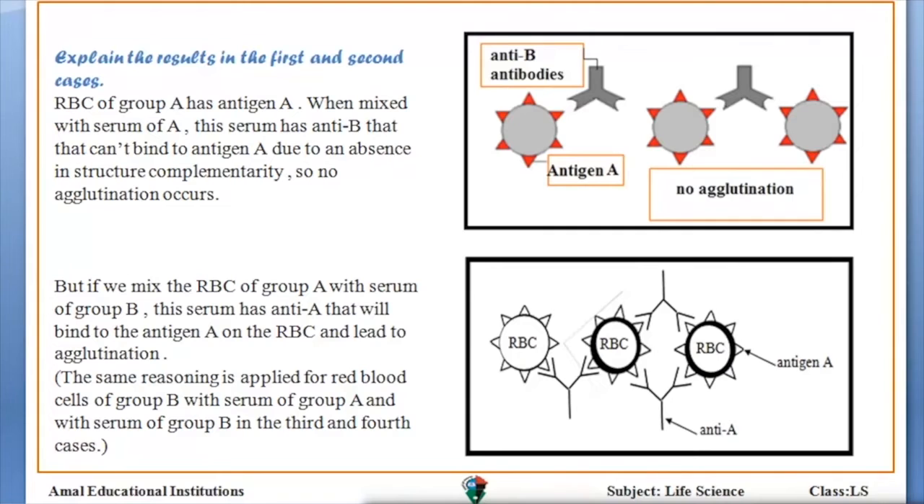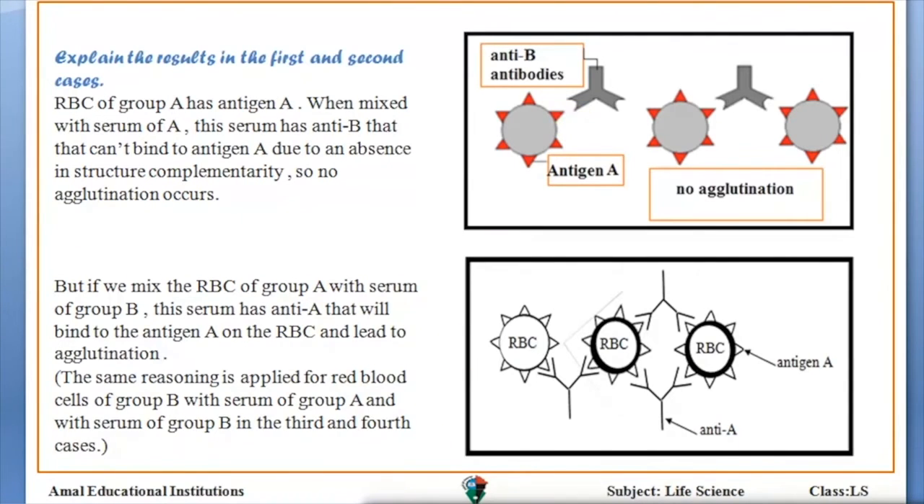So, as you would observe here, this is the antigen A found on the red blood cell coming from group A, mixed with the serum of group A, which will have anti-B. This antibody can't bind to antigen A since it is not complementary to it. So what is going to happen is that no agglutination occurs. In contrast to the second case.